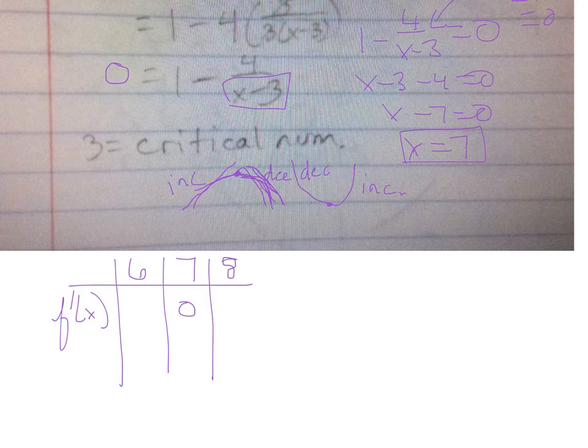And you're just going to take those values and put them into the function and see whether they're positive or negative. And so in this case, if we put 6 in, we're going to get a positive value for the derivative. If we put 8 in, we're going to get a positive value. Did I say that backwards?